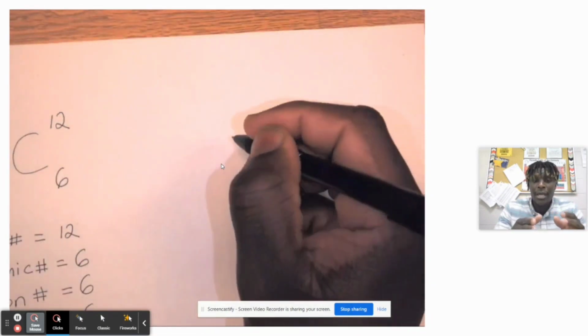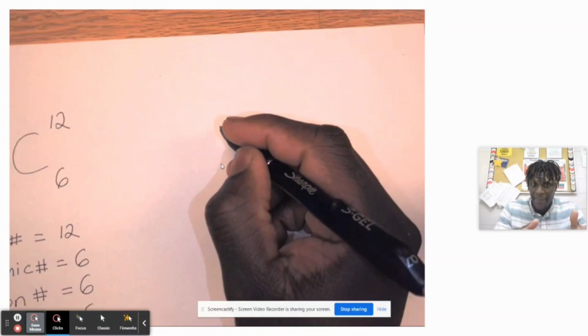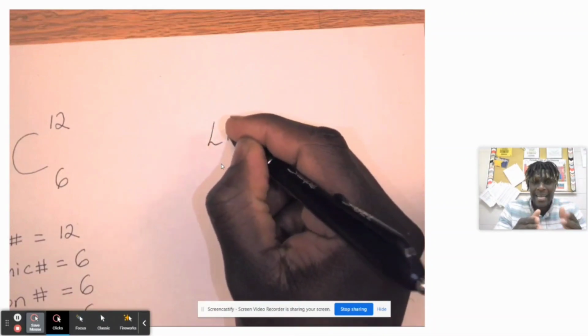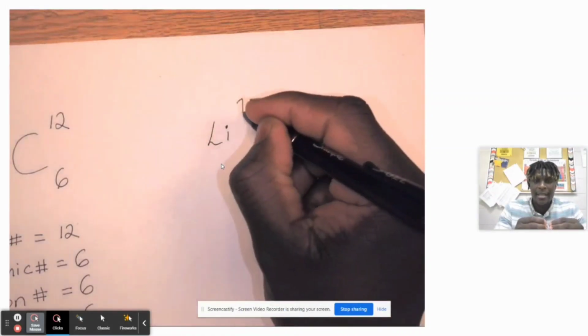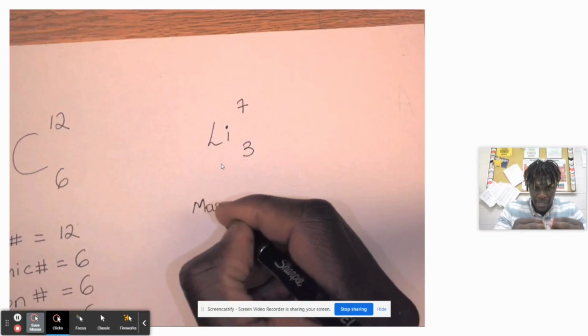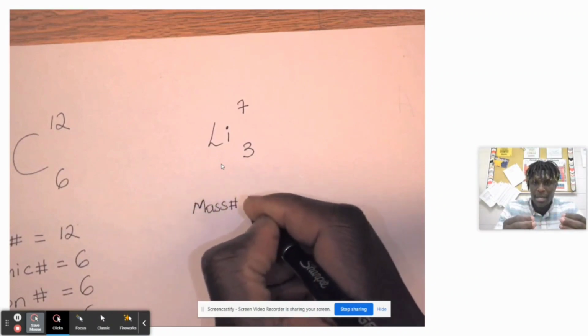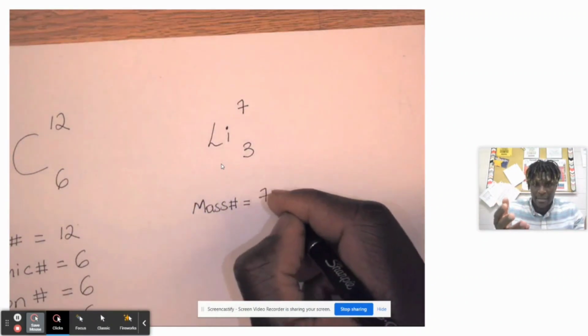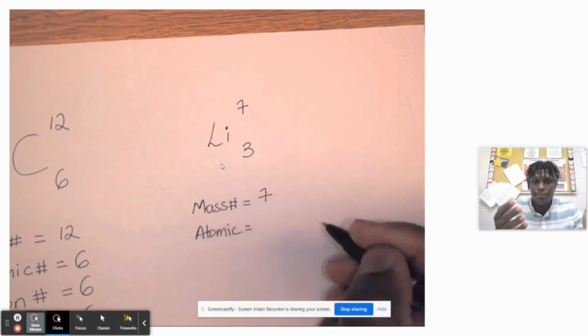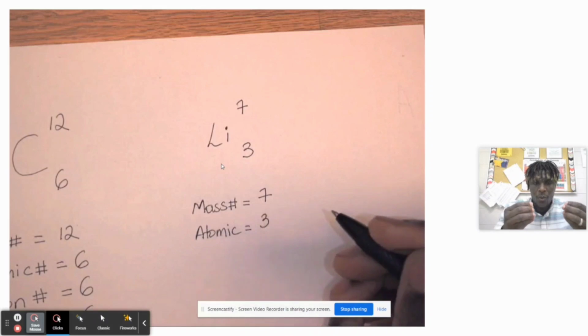The element that we are looking at must begin with a capital letter, L, I. That's lithium. And the mass number is 7 and the atomic number is 3. So here we go. Mass number equals what? You should know, 7. The atomic number equals what? You should know, 3. Wonderful.